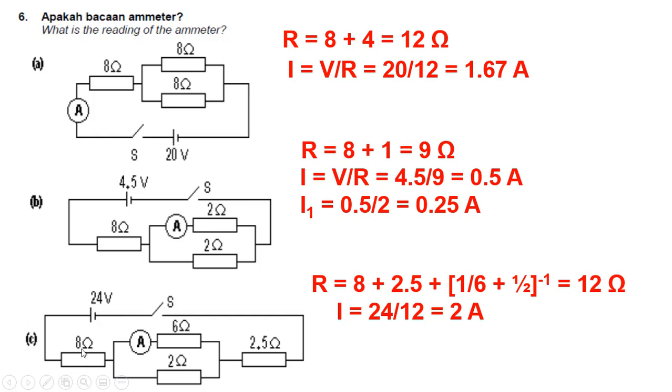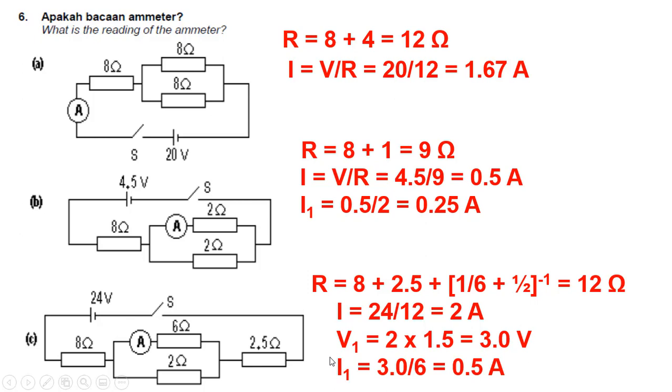IR. So 2 times 8 is 16. So here is 16 volt. 2.5 times 2 is 5. So we get 16 plus 5, 21. So here we have 3 volt. So 3 divided by 6 is 0.5. Okay, so V1 is 3 volt. So I equals 3 over 6, yes that's correct, 0.5 ampere.